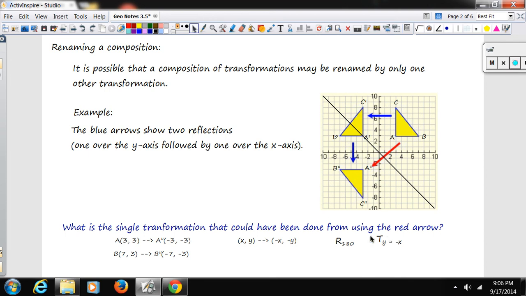But what we're looking for is a rule, and the rule to get from A to A double prime and B to B double prime and C to C double prime is to flip it across this line, which gives you this rule right here.